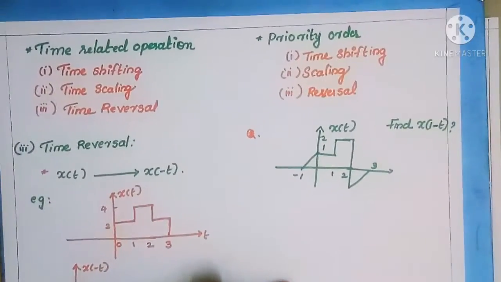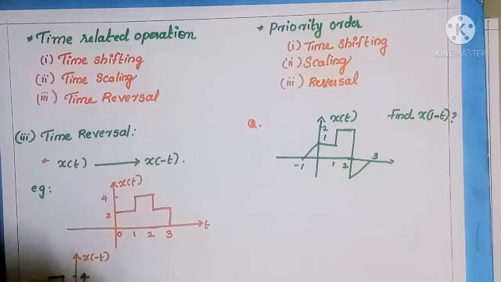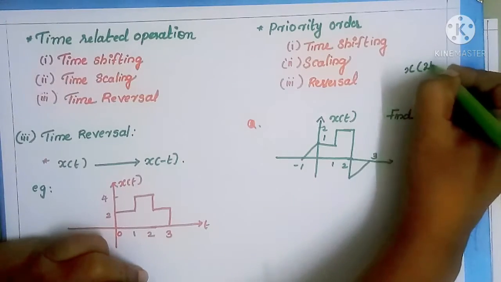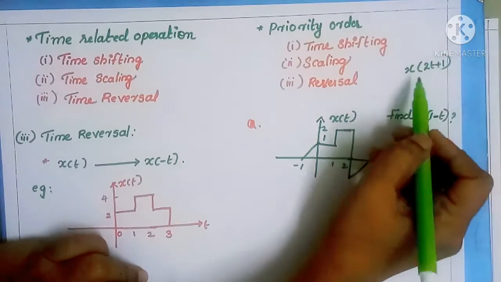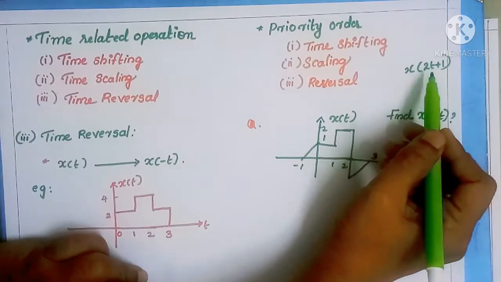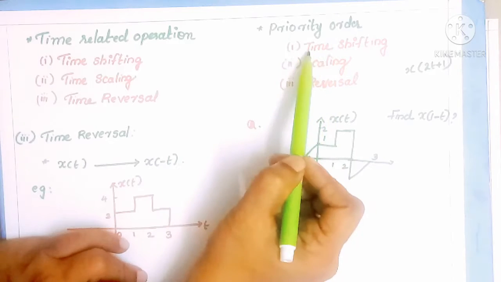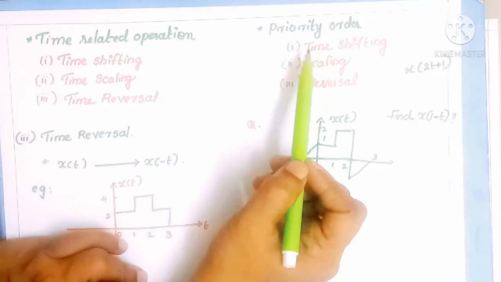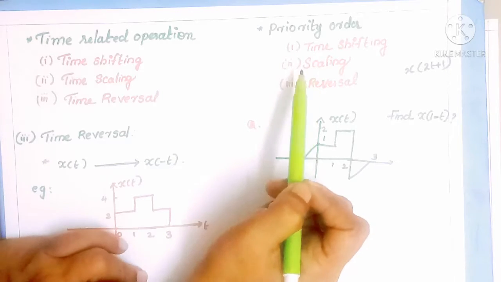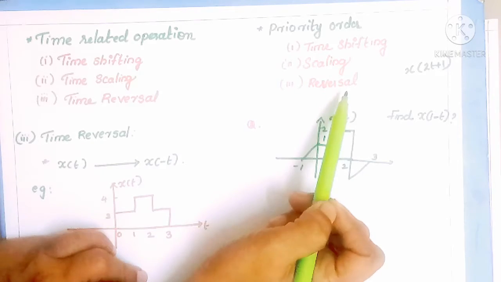Next, if you consider any question, say we need to plot 2t plus 1. If you consider this question, it has a time shifting operation, and it also has a scaling operation. Then we should first do the time shifting operation. After time shifting we will perform the scaling operation. Then last of all we perform the time reversal.